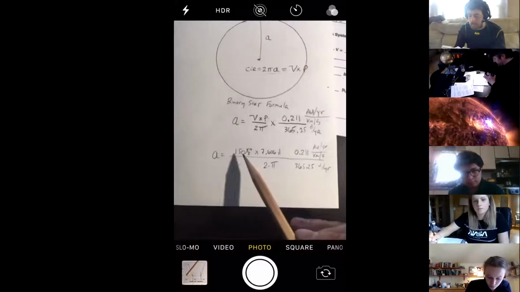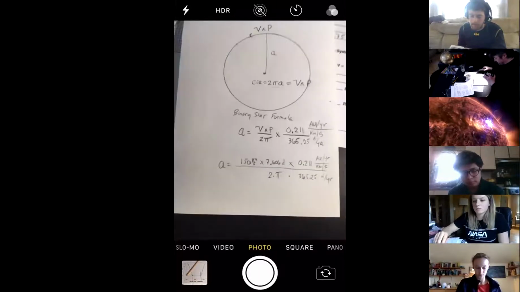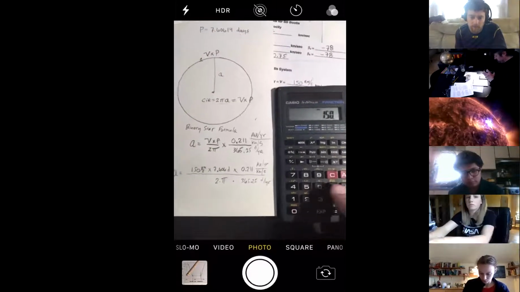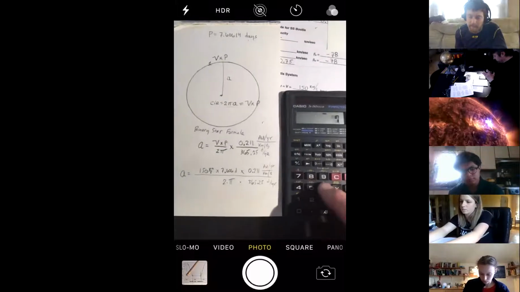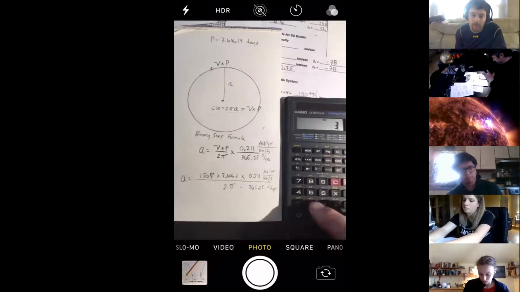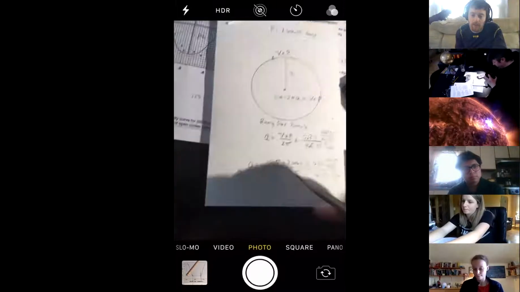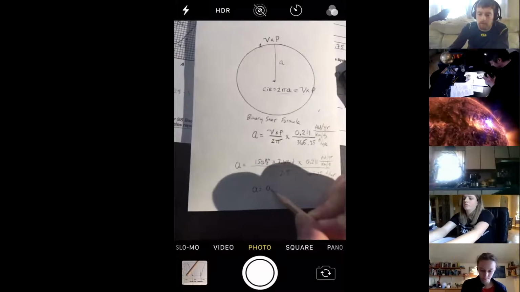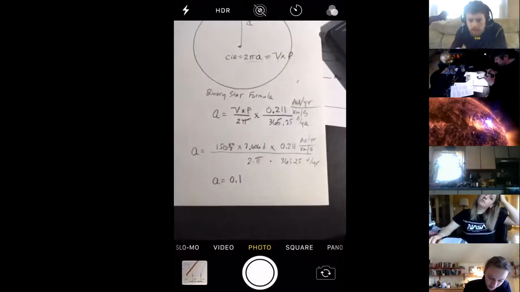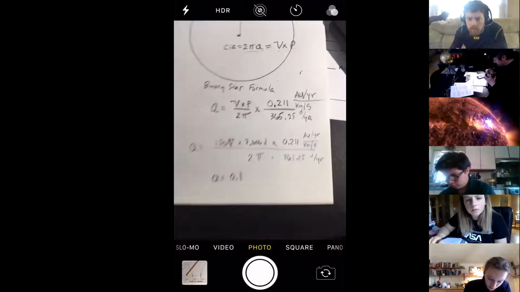Can you guys just do this for me though? 150 times this, times that, divide by this, divide by that, divide by that. 0.1. That's what I think I'm going to get too. That's what I got. So our A is, and what are our final units? See if you can figure that one out. Days cancel out, years cancel out. Astronomical units. Excellent.